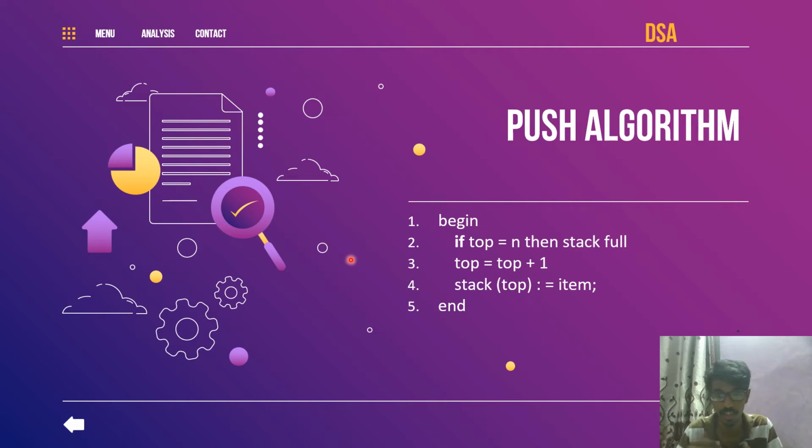If it is not full, we should increment the top plus one. So the stack of top is equal to the new item. That is, the new item is inserted into the stack, in the new position that is being created by the stack. And then we should end the process. This is how the push algorithm works, and this is the algorithm for the push operation.